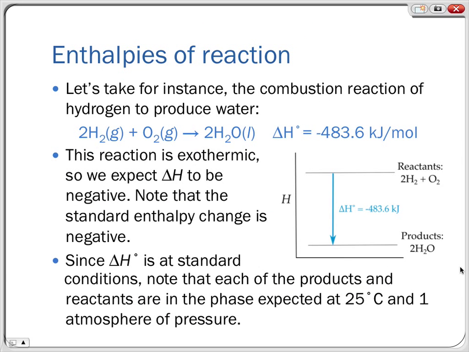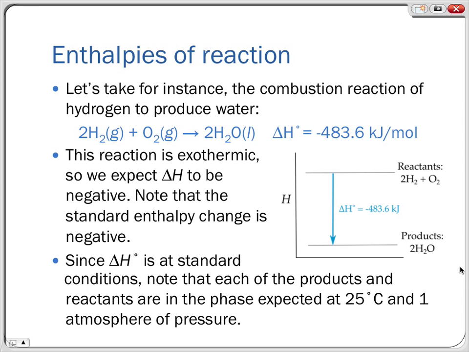So let's look at an example. Let's try that reaction we just talked about, the combustion reaction of hydrogen to produce water. So 2H2, which is a gas, plus O2, which is a gas, yields 2H2O, which is in liquid form. We know it's going to be as H2 is a gas and oxygen is a gas in this case because we said that we're at 25 degrees Celsius for this situation. And so that means hydrogen would be a gas, oxygen would be a gas, and water would be a liquid.